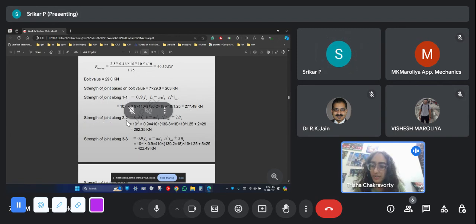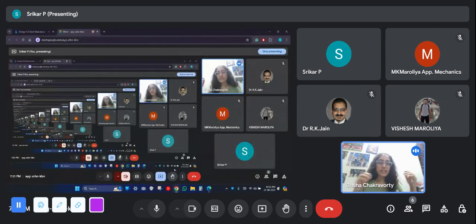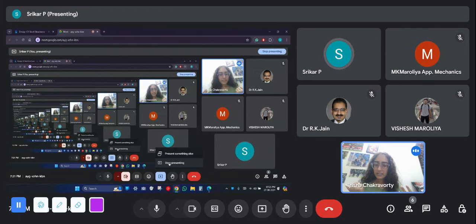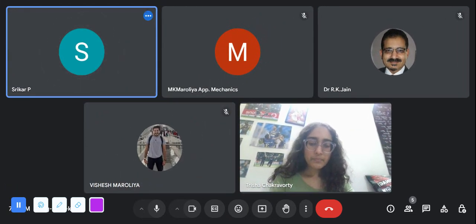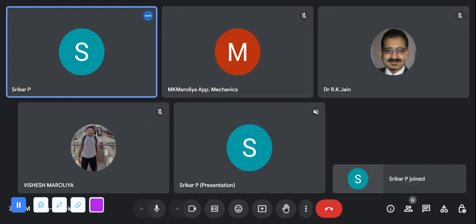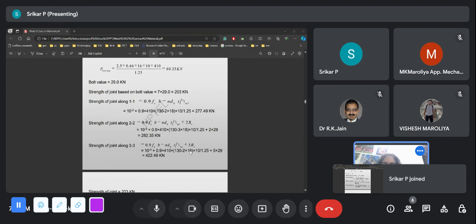Now for the strength of joint 2-2, you know why we are adding this 2 bolt value? Because last day we were discussing that it's a little difficult to perceive, but the force is actually traveling through the plate. That when you are applying the, did you stop sharing? Oh, yes, show the figure again. One second, ma'am.